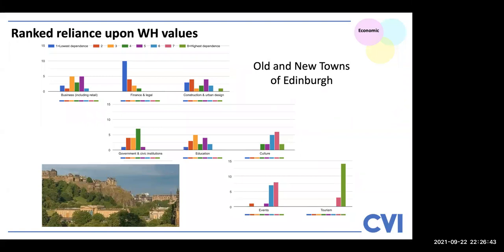For the Old and New Towns of Edinburgh assessment, we asked the same question, looking across their 8 different business types associated with the property. And you see these charts demonstrating that. If we look to the top here, the finance and legal had a very low dependence upon the World Heritage values, according to the participants. In contrast, tourism was the highest ranked for the majority of participants amongst all of the business types that had been identified.